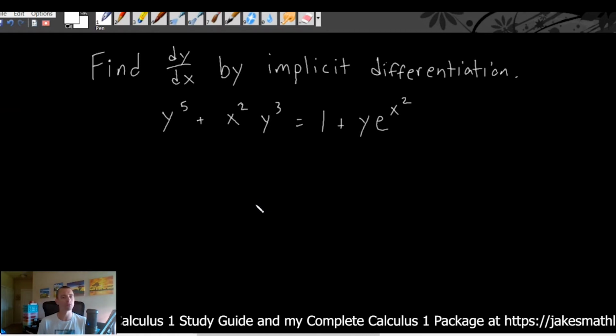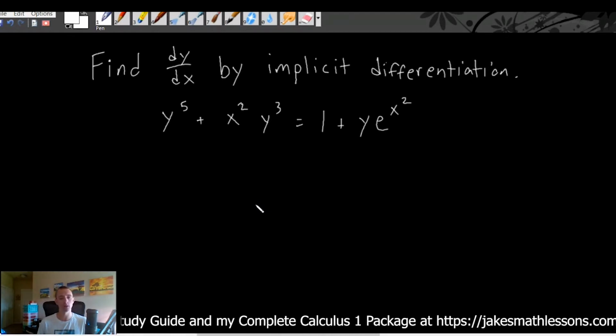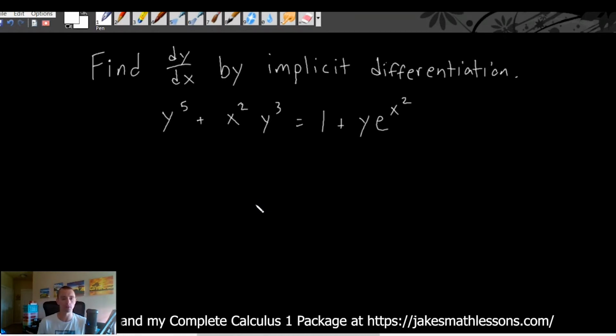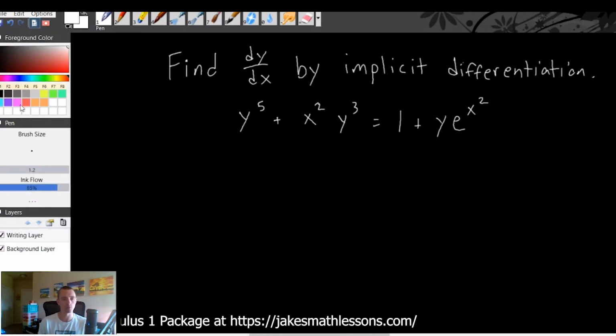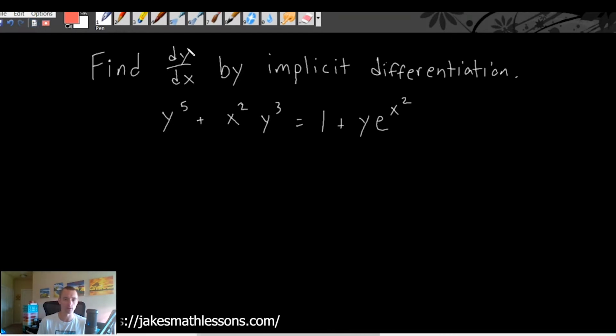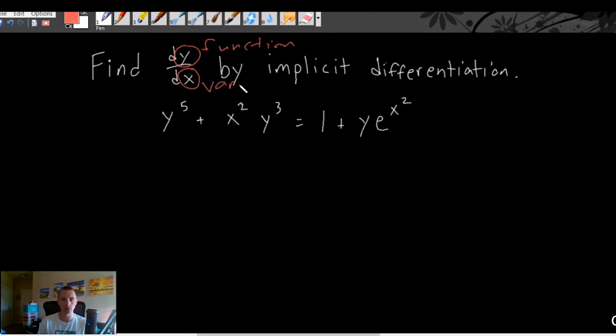I am going to go through it a little bit quicker just because I went into quite a bit more detail about function and variable and all that stuff going over the first example. If you want to go back and rewatch that, feel free to do so. Real quick, I'm just going to point out, again, y is our function. So whenever we have a term that has y in it, we have to be sure to treat that as a function of x, and x is our variable.